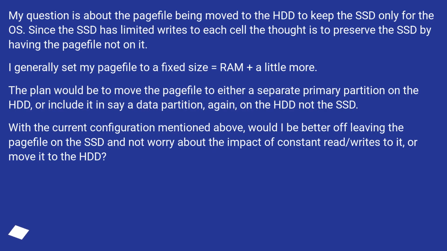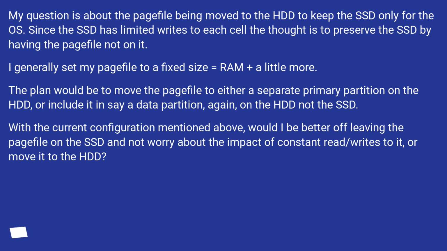My question is about the page file being moved to the HDD to keep the SSD only for the OS. Since the SSD has limited writes to each cell, the thought is to preserve the SSD by having the page file not on it. I generally set my page file to a fixed size equal to RAM plus a little more. The plan would be to move the page file to either a separate primary partition on the HDD, or include it in, say, a data partition, again on the HDD, not the SSD.